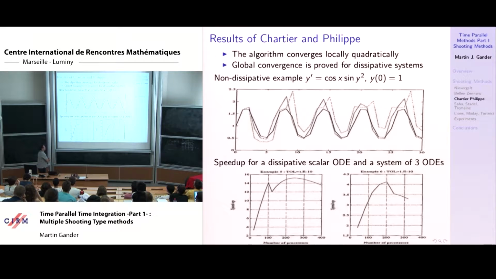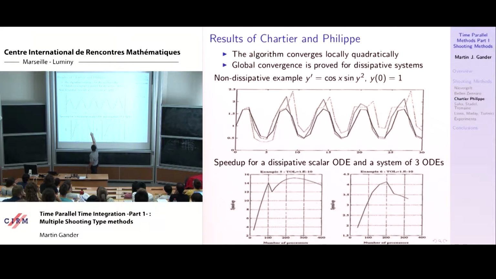Now, Chartier and Philippe, they showed that for certain problems, it can go faster, but for certain other problems, it might not go faster. And here is an example from their paper. So here is the time axis. The exact solution is a solid line. You see, it's an oscillatory solution. It's a non-dissipative example here. It's an ODE. And the first iteration of this multiple shooting is the dotted line, which is pretty close.